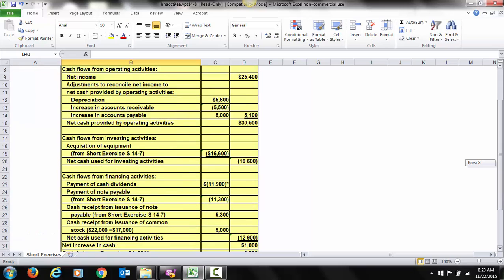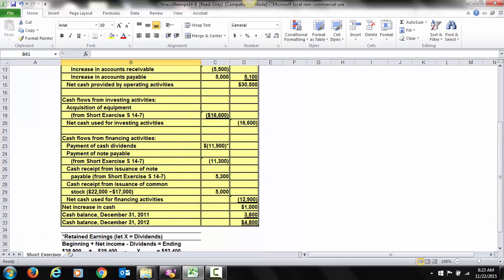The next activity that we're going to look at is investing activities. And we already did the analysis for this in our previous exercise. So we've acquired equipment, right, for cash. Investing activities are anything that takes place in the long-term asset section of our balance sheet. So it's acquiring equipment, or if we've sold equipment or investments for cash. Remember, this is all cash-related transactions.